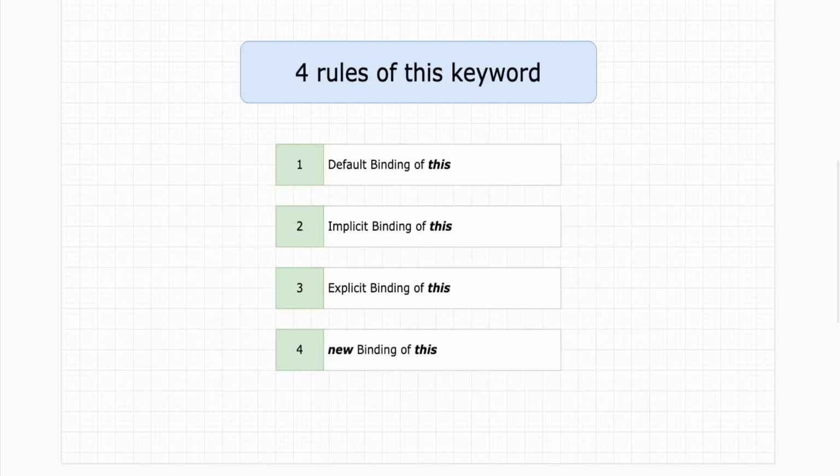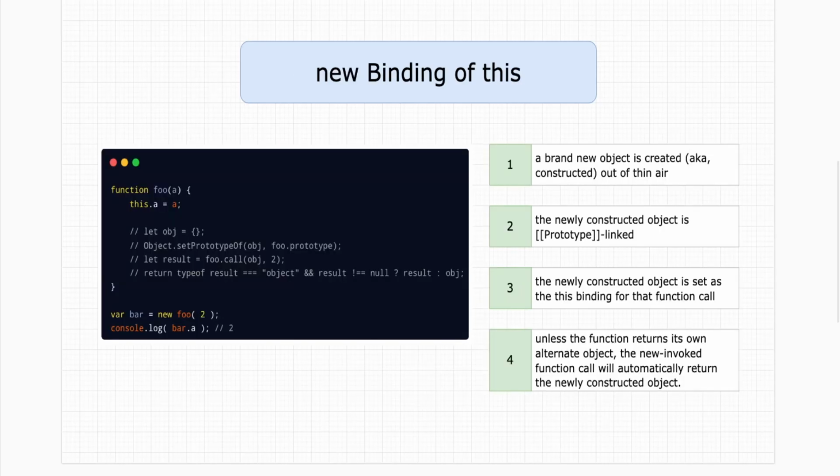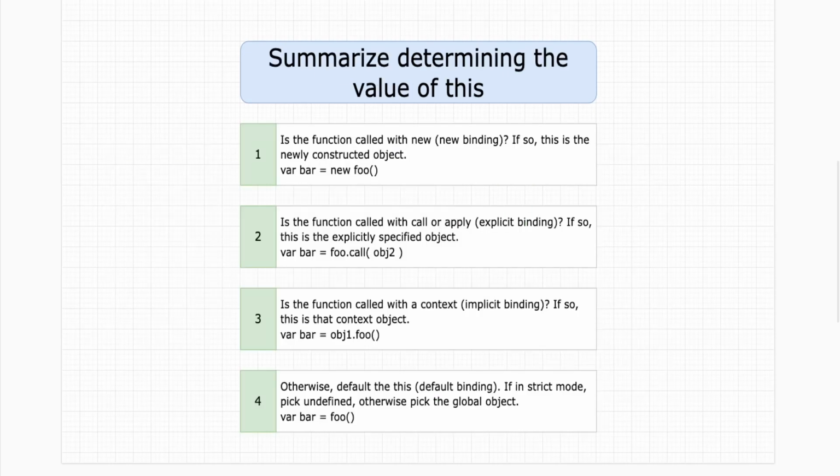Alright, now we understand how default binding works, how implicit binding works, how explicit binding works, and how new binding of the this keyword works. And we also know how the call site impacts the value of the this keyword. So in real life, what you basically have to do is determine the call site of the function, and then apply the 4 rules of this binding. As soon as you apply these 4 rules, you will be able to successfully determine the value of this. Nothing magical here and no rocket science here.